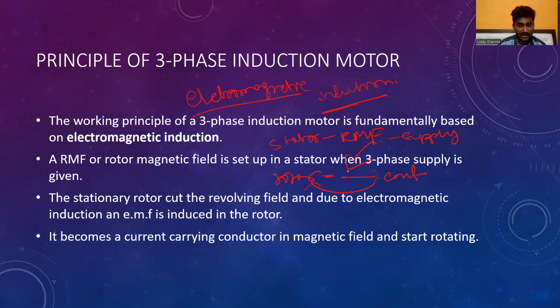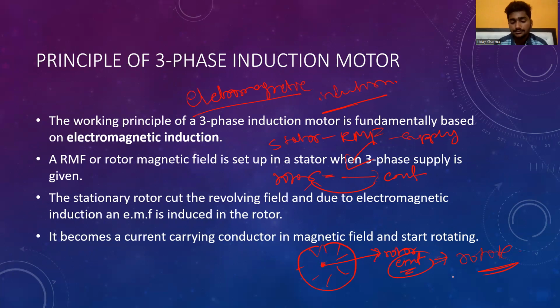The rotor becomes a current carrying conductor in a magnetic field, so it starts rotating. When we place a stationary object, or in this case the rotor, in a magnetic field, an EMF is generated in it. It becomes a current carrying conductor, and it starts to rotate. This is the principle of a three-phase induction motor.